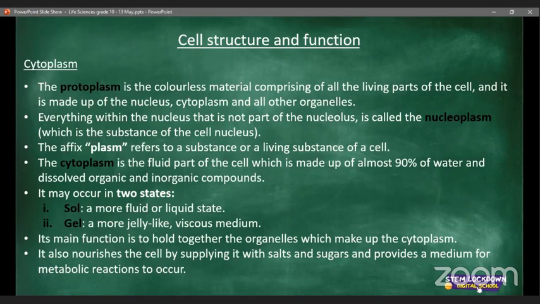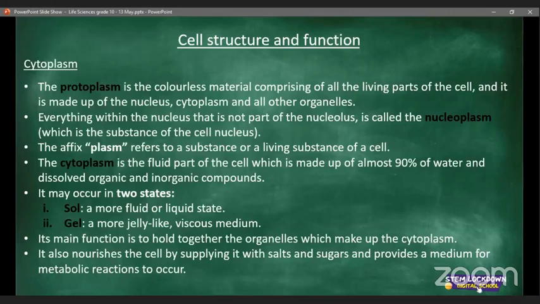So it can be either a prefix or a suffix. As a prefix, we know the term plasmodesmata. We talked about that yesterday. And as a suffix, it is your protoplasm, your cytoplasm. The cytoplasm is the fluid part of the cell, which is made up of almost 90% water and dissolved organic and inorganic compounds.